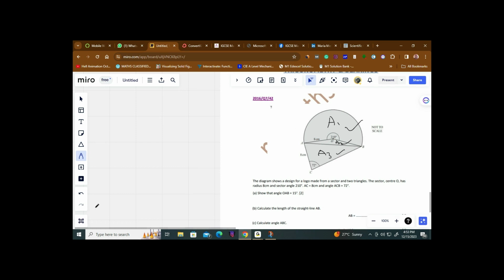Now, what to do? Which formula do we need to use to find out the area of the sector? Can anyone tell me in the mic? I appreciate that. What is the formula for the area of a sector? You can see in your books as well if you don't remember. Area of a sector OAB.